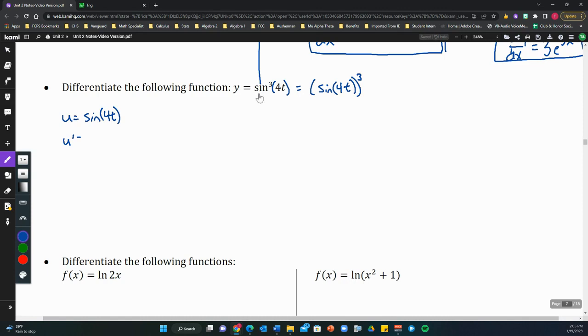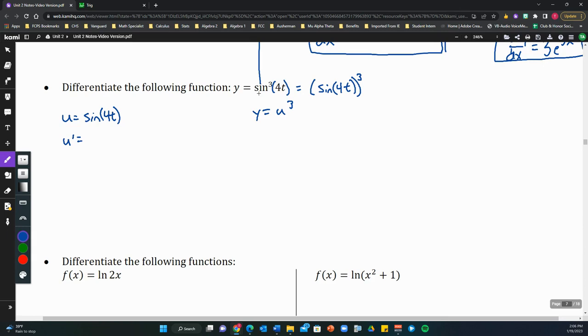And then to find the u prime, we run into an issue. So before we do that, I want to rewrite the original function. Right now, I am trying to take the derivative of y equals something cubed, or u cubed. Now that I have it in that form, we can come back. I've got u equals sine of 4t. But the issue here is this function is not one of the basic rules. This is a sine of a something else. It's not just sine of t or sine of x, it's sine of 4t.